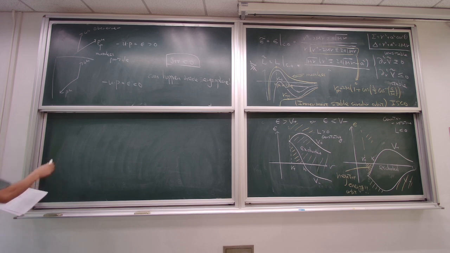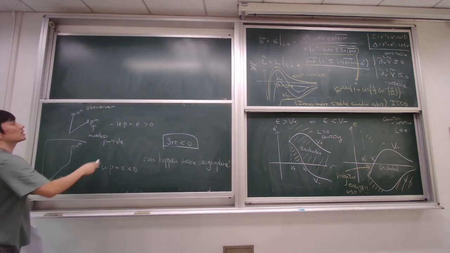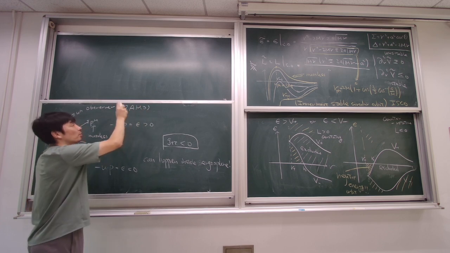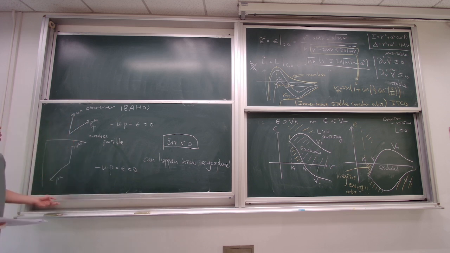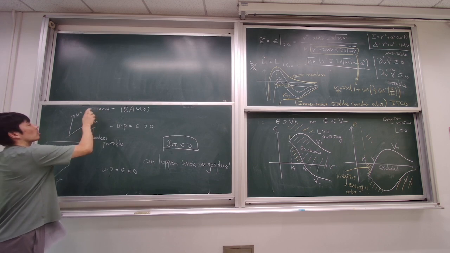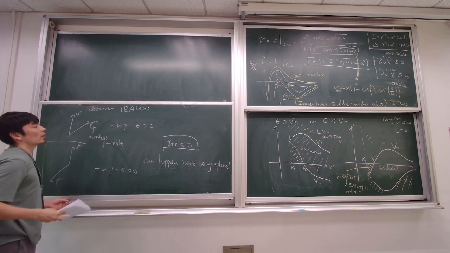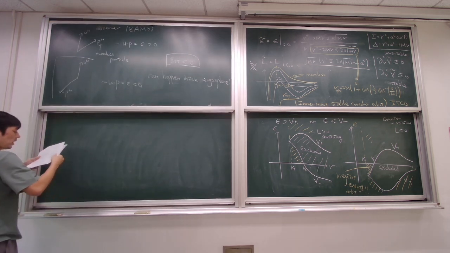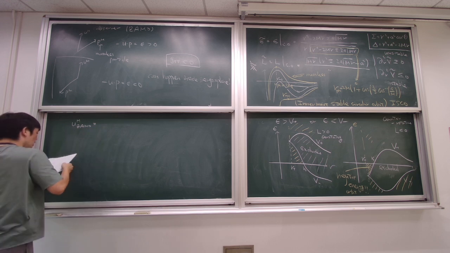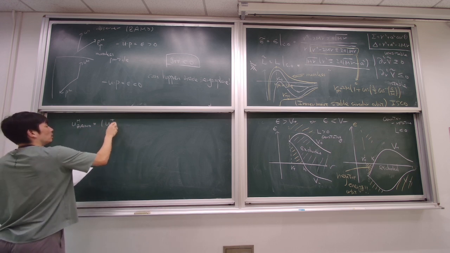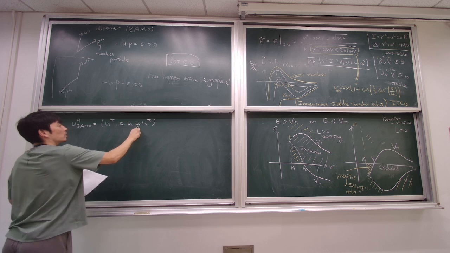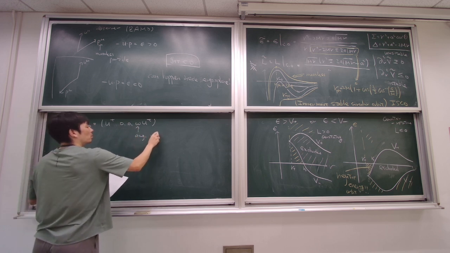Fine. So consider U is this ZAMO, the zero angular momentum observer. In that case, the U^mu of the ZAMO is given as follows: (U^t, 0, 0, omega U^t). So this omega is the angular velocity we already derived.